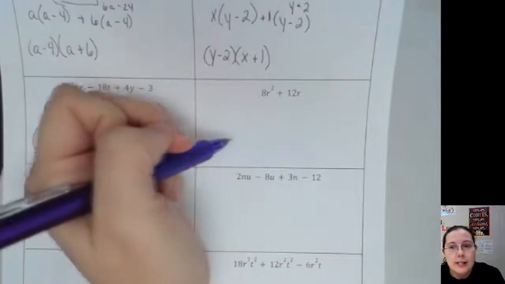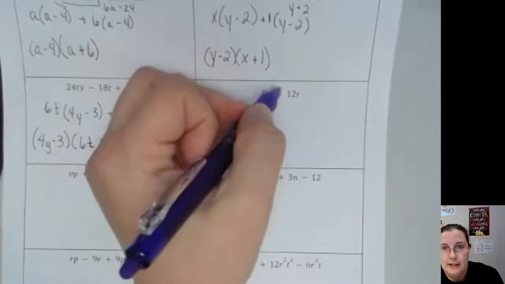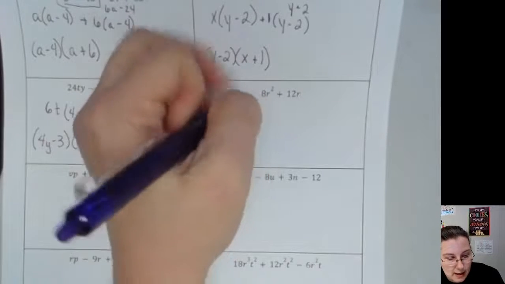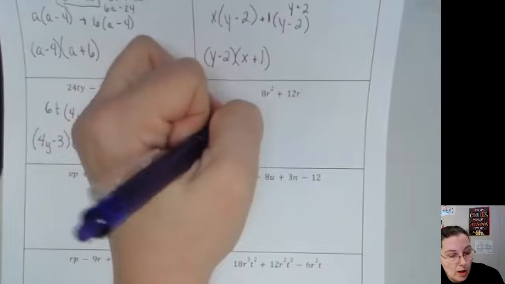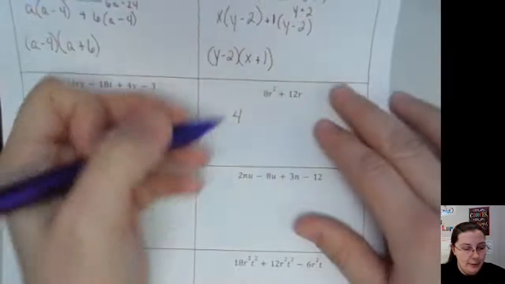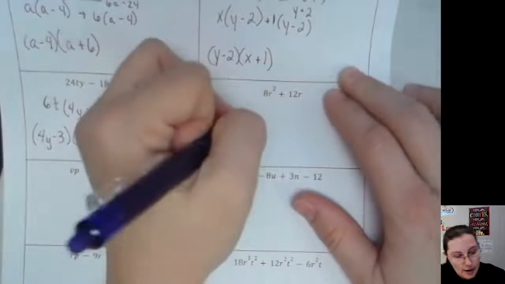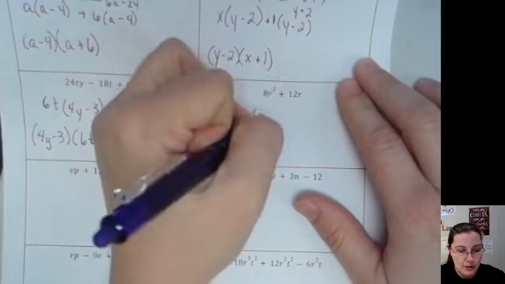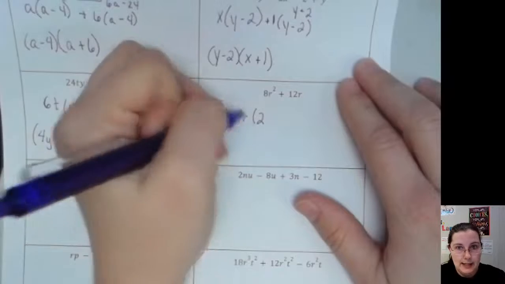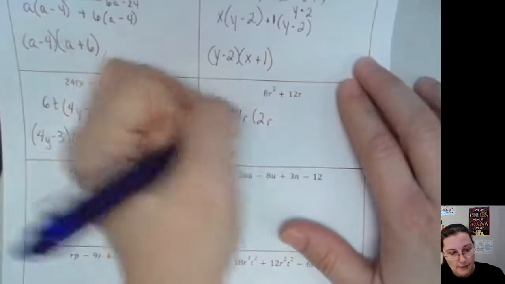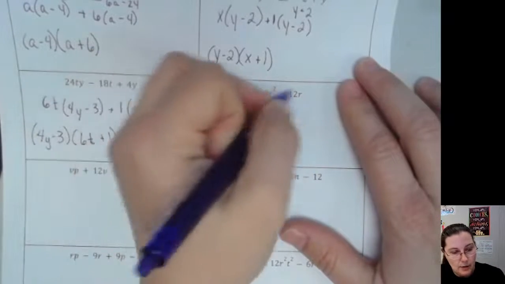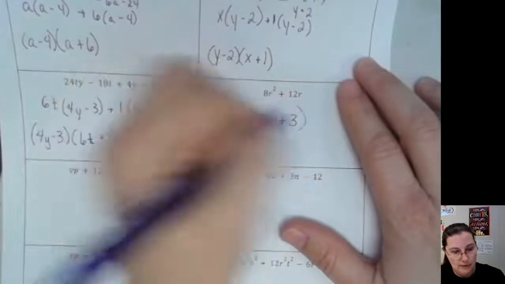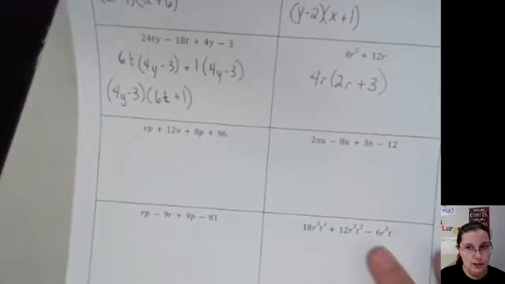Now this one is just like the problems we did last week. This one's very simple. All we got to do is find that common factor. And so in this case, our greatest common factor between 8 and 12 is going to be 4. And then when we look at our variables, r squared and r, we're only going to have one r that we can pull out. So 8 divided by 4 is 2. R squared divided by r is going to just give us an r, plus 12 divided by 4 is going to give us 3, and an r taken out of r is just going to be done. So there is our final solution.